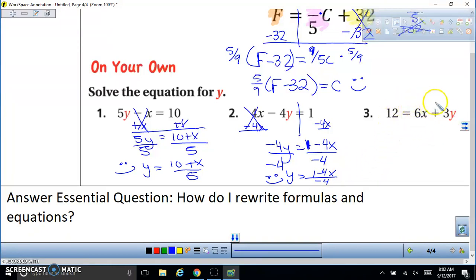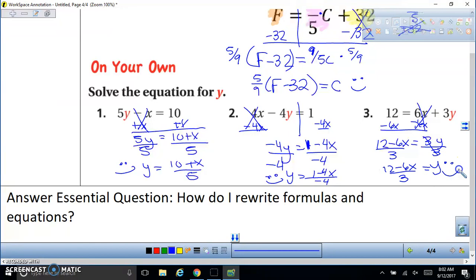And last one, you should have taken away 6x, taken away 6x. 12 and 6x are not like terms, so don't add them together. These undo each other. 3y, divide by 3, get y by itself, divide by 3. I'm happy if you can get here. If you went through and did the last step of simplifying, again, wave me down and I'll check it.